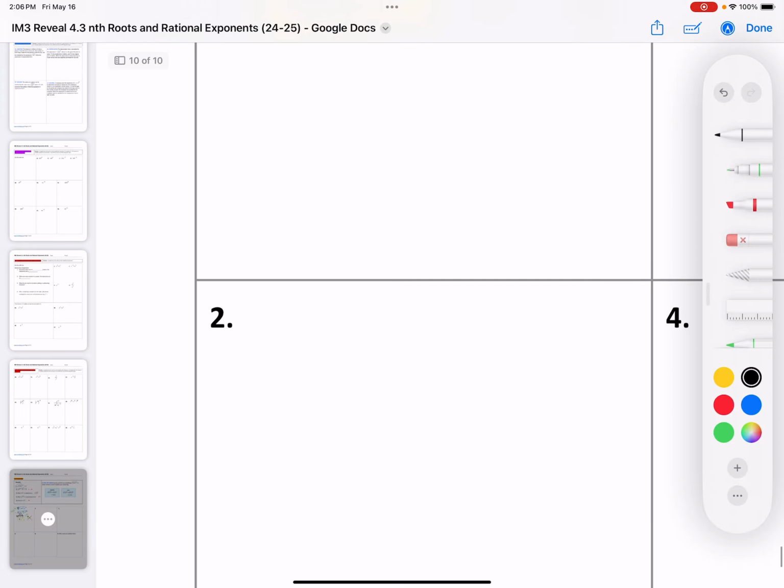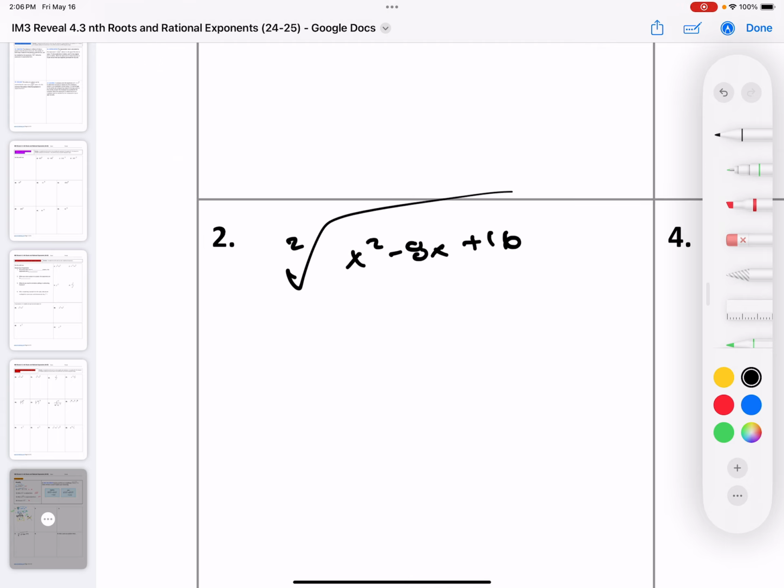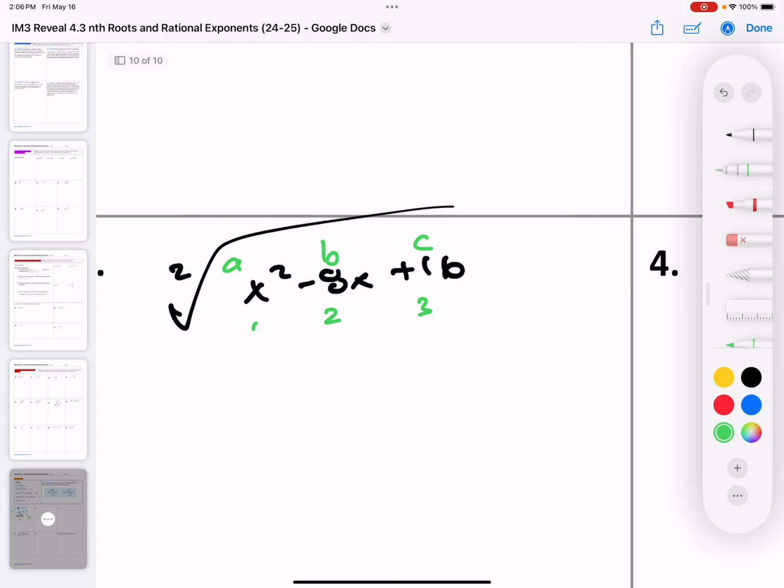Negative x squared negative 8x plus 16. So my clue for you guys was I was saying, hey, how many terms do you have there? Well, you have 3 terms. 1, 2, 3. That's essentially your A, B, and C. I said, what have we done for A, B, and C? It's either quadratic formula, or most of the time what we've been doing is factoring.